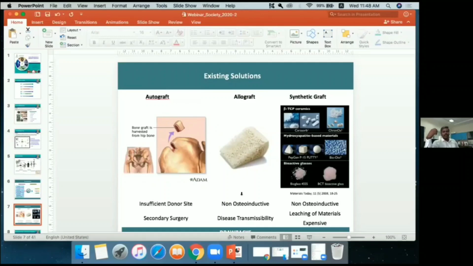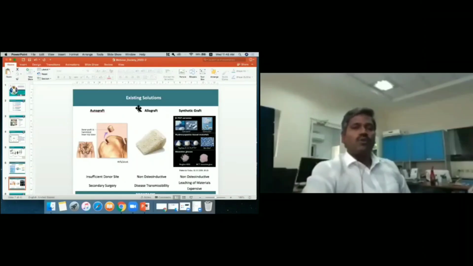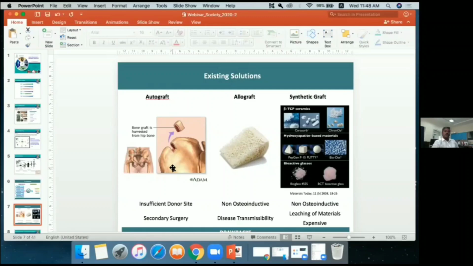And the synthetic graft is an emerging area of research for bone implantation. It has ceramics, polymers-based material, and biotech glasses. These two grafts, autografts and allografts, have some problems like insufficient donor site, and they also need secondary surgery. In the case of allograft techniques, they are non-osteoconductive and disease transmissible, like HIV and hepatitis, which are the main concern that hindered the use of these two grafts. So there is one option, we can develop synthetic material, but this also has some issues. It's not osteoinductive, there is leaching of material, and it is also expensive material.